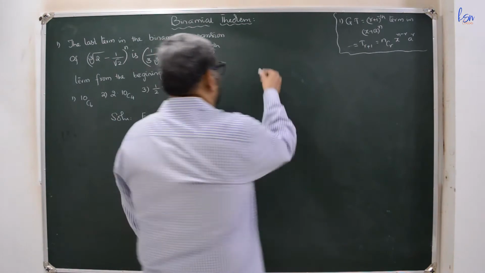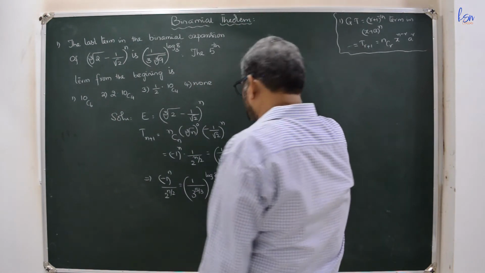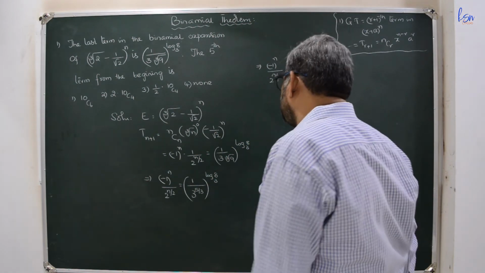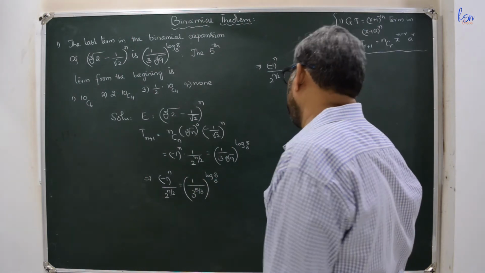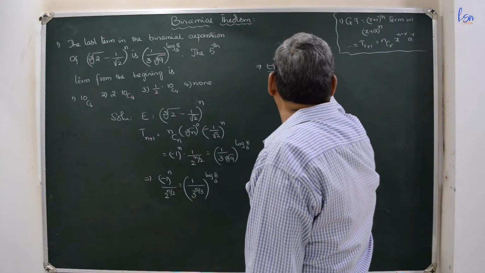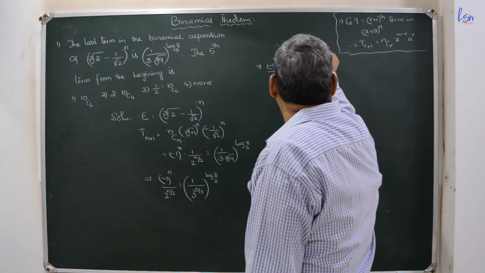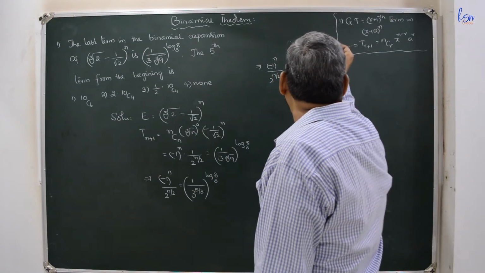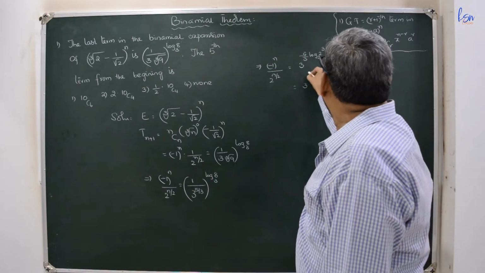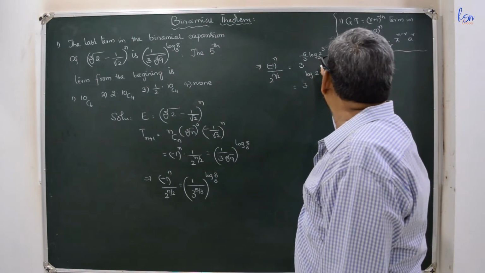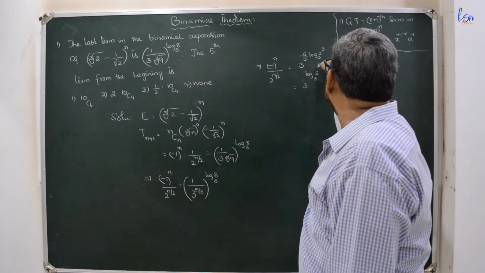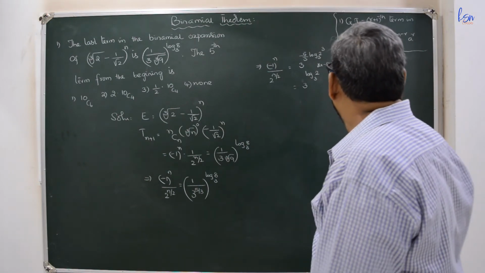Now here you can simplify like this. Minus 1 to the power of n by 2 to the power of n by 2 is equal to 3 to the power of minus 5 by 3 into log 2 cube base 3. So this 3 will come here. This is 3 to the power of log 2 cube into minus 5 by 3 base 3. This 3 gets cancelled. This is 2 to the power of minus 5.